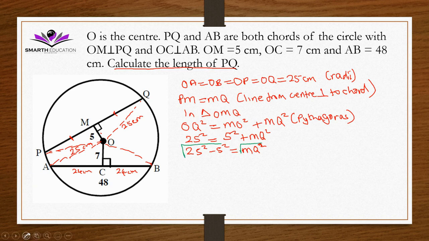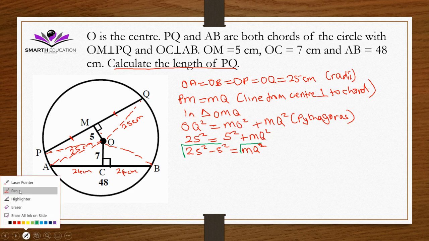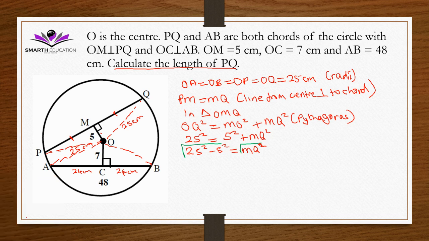So square root of MQ squared is what? Is MQ, isn't it? Square root of MQ squared is MQ. So what is square root of 25 squared minus 5 squared? Okay, if I put this in the calculator, I get 10 root 6. Is it centimeters? Yes, the units are centimeters. So MQ is 10 root 6 centimeters. Right, so it means here this is 10 root 6 centimeters. This is also 10 root 6 centimeters.